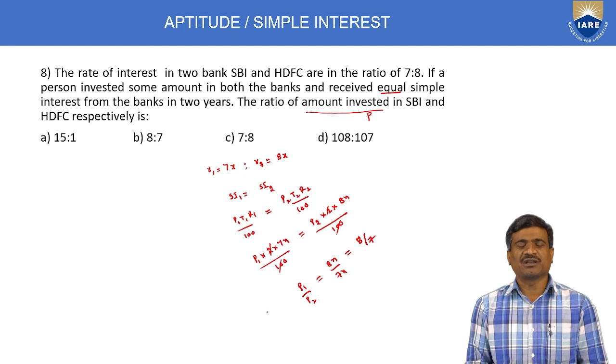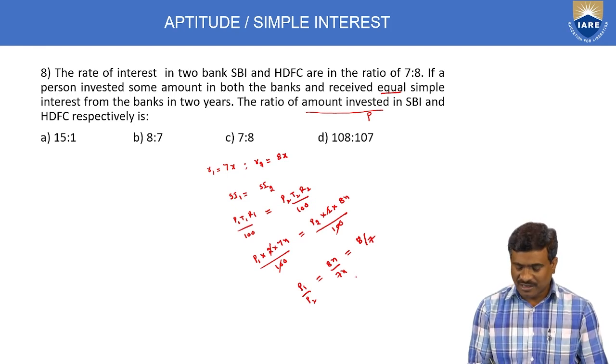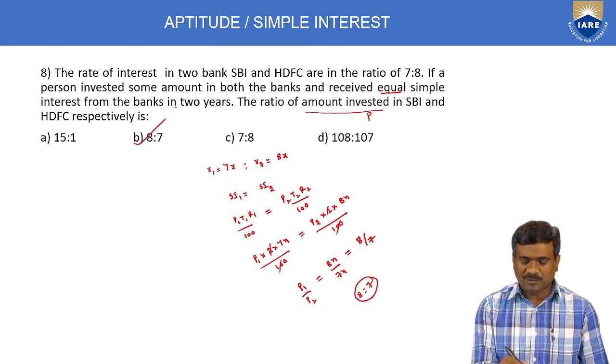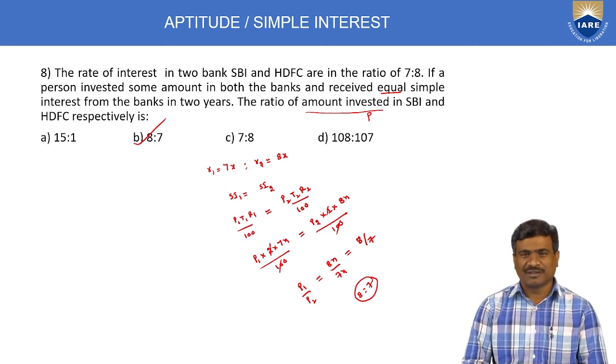Ratio is nothing but A is to B, or A by B. So 8 by 7 is equal to 8 is to 7. Option B only is correct. This is about the 8th example method.